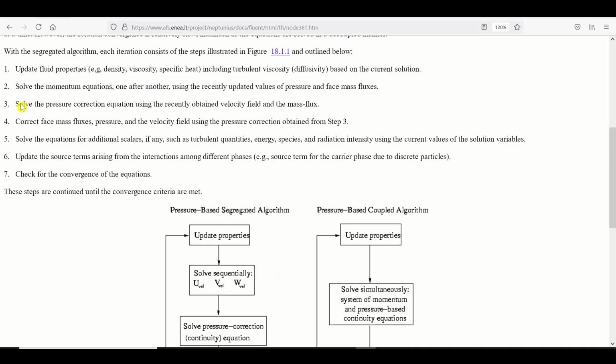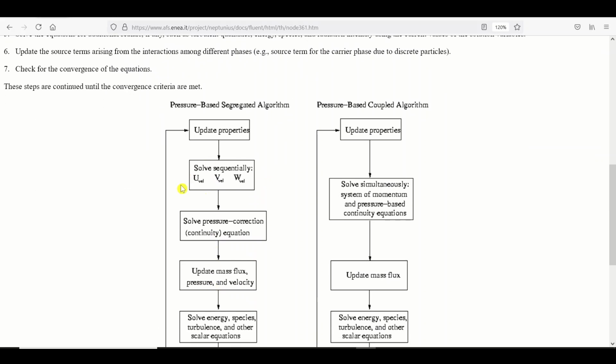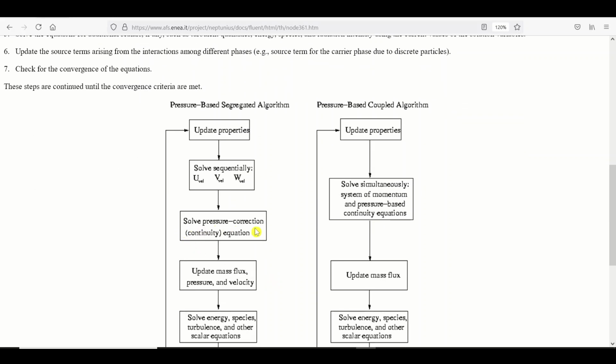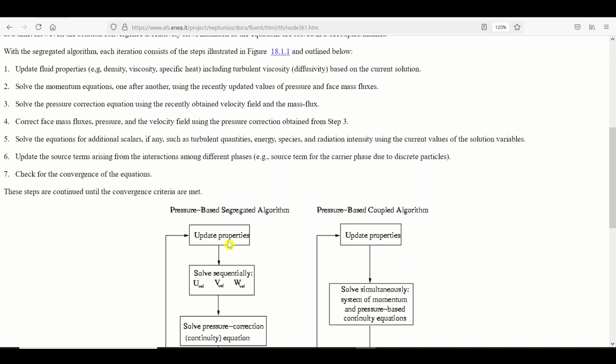Then the next third point is, with the values of velocity from the momentum equation, we are solving the pressure correction equation using the recently obtained velocity field and the mass flux. So at this step we are getting the velocity field because we are solving the momentum equation, and we're getting the mass fluxes as well, right? So with these values, we are solving the pressure equation or the pressure correction equation, that is utilized with the help of the continuity equation.